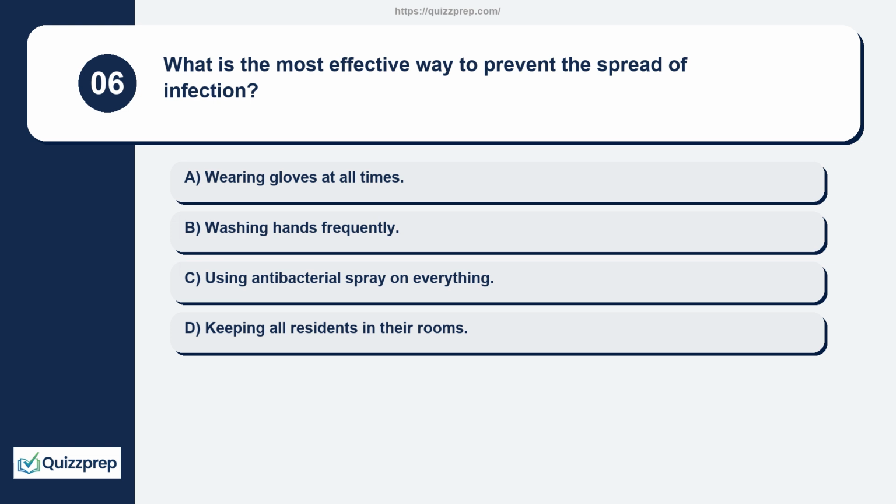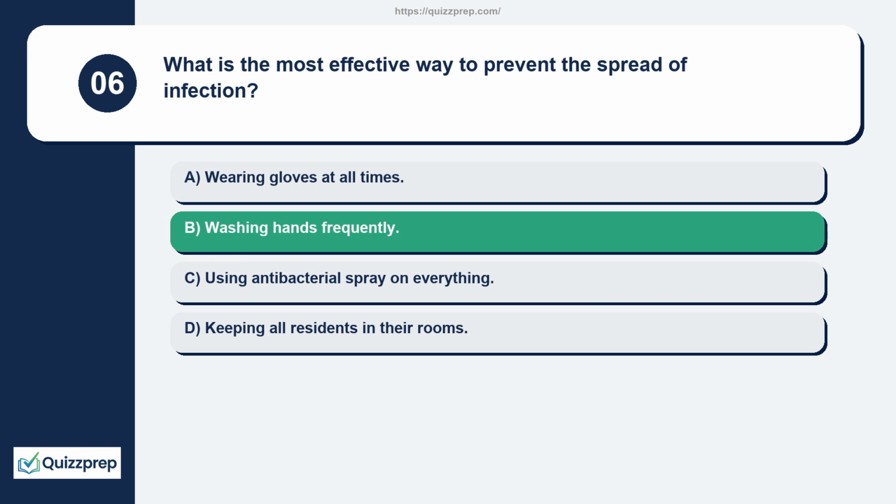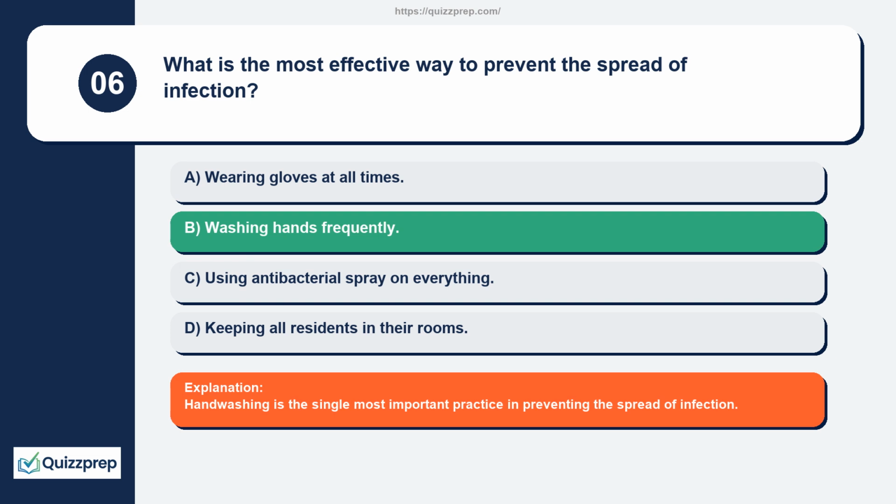Question 6. What is the most effective way to prevent the spread of infection? Wearing gloves at all times. Washing hands frequently. Using antibacterial spray on everything. Keeping all residents in their rooms. Handwashing is the single most important practice in preventing the spread of infection.